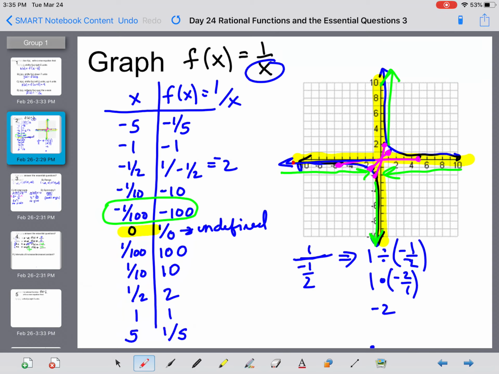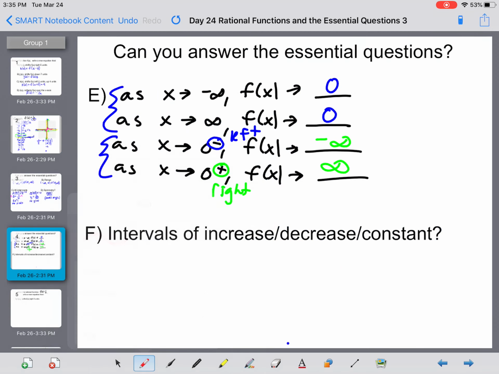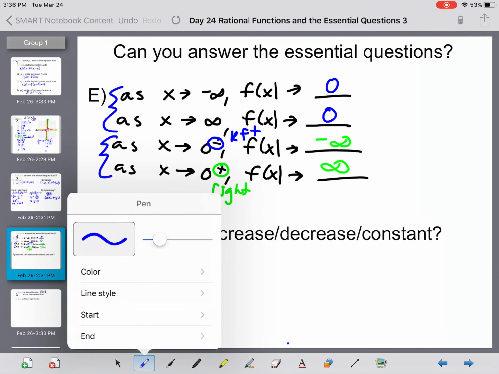So as I'm walking on this side, if I'm a little bug walking on this piece of the graph, notice I'm walking downhill. So I have an interval of decrease there. And then as I move to the second portion, I am still walking downhill. My y values are getting smaller. So this one has 2 intervals of decrease.